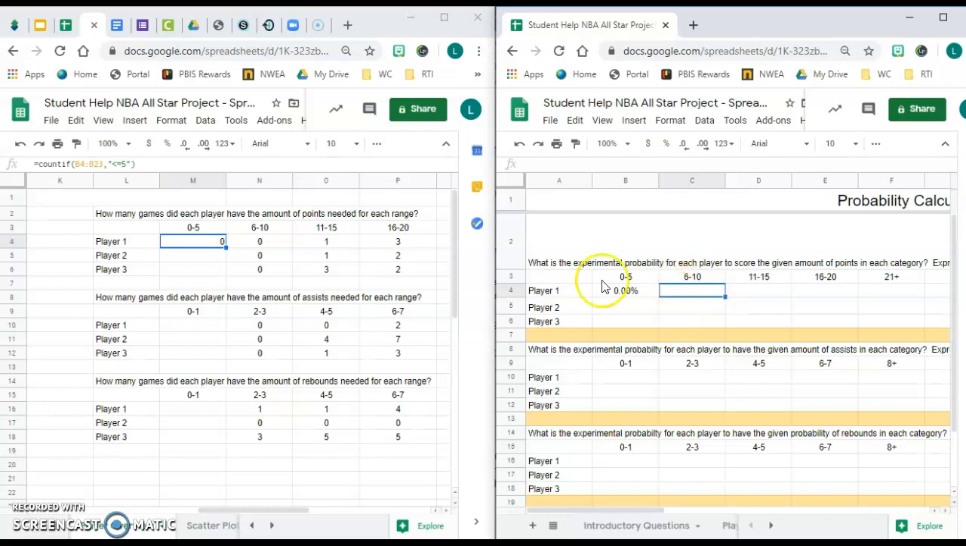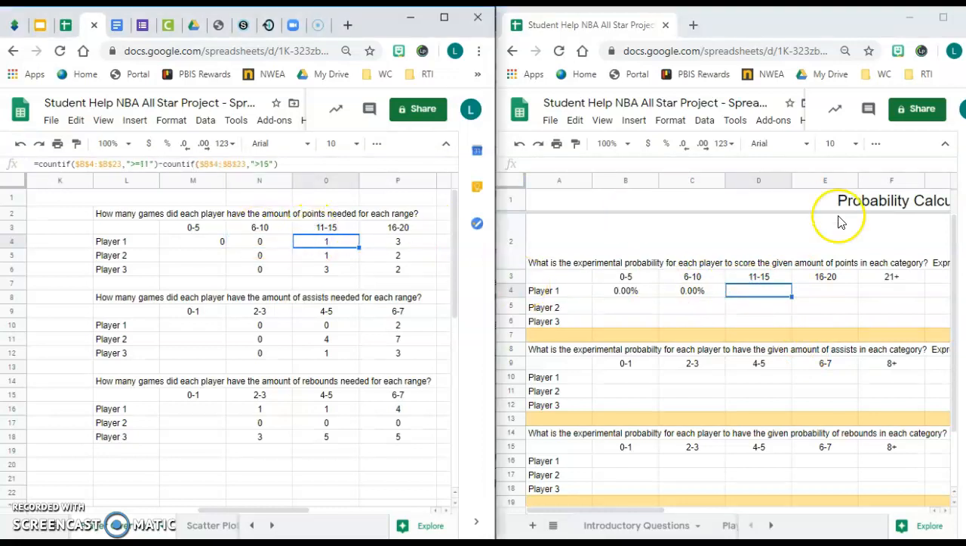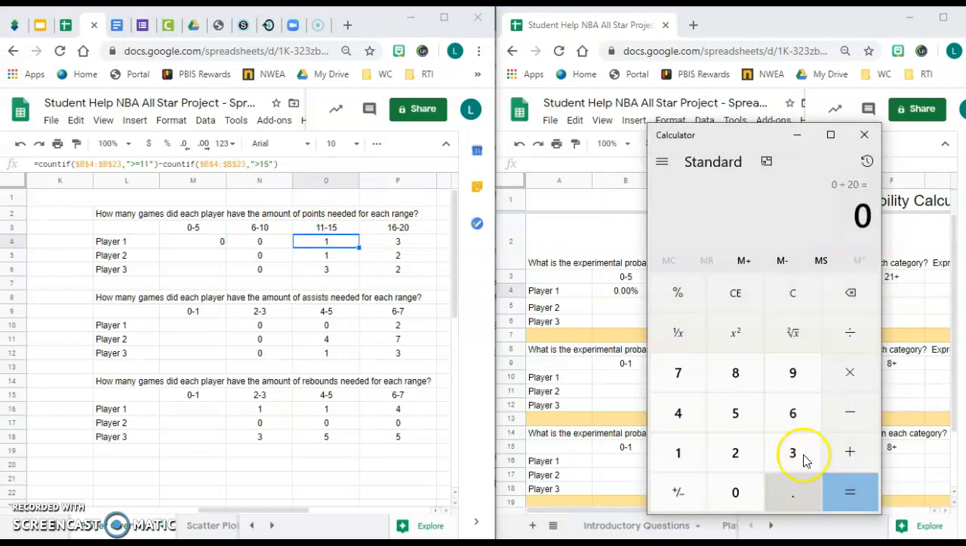So then we're going to go to player 2, the next one. We notice it's the same number, it's 0, so we know that it's going to be 0% again. And so we're going to go here and we're going to put 0. 11 to 15 points a game, he had 1. And so we're going to get our calculator again, and we're going to do 1 divided by 20. And the reason we're dividing by 20 is because there were 20 total games. So they played 20 games, and so we're doing one game, they score between 11 and 15 points.